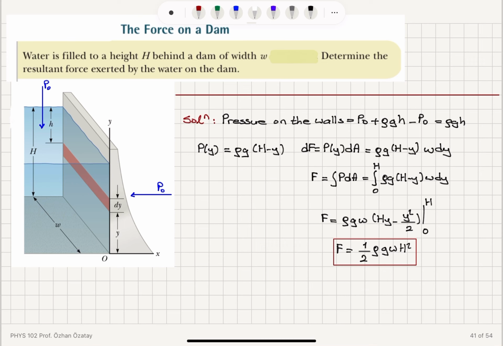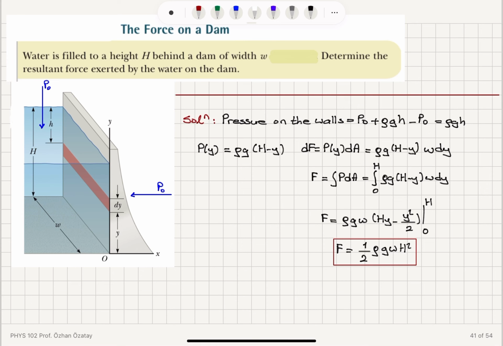As an application of a pressure that varies with depth, we calculated the force using dF equals P dA for a pressure that varies with location. When we are at a distance h from the water surface, we are also at a distance y from the bottom of the pool. We see that h plus y is equal to capital H, or h is equal to capital H minus y. So the pressure on the walls should be equal to the pressure due to this water minus the pressure due to the outside air. So it's P minus P0.